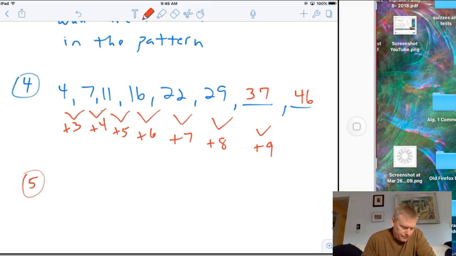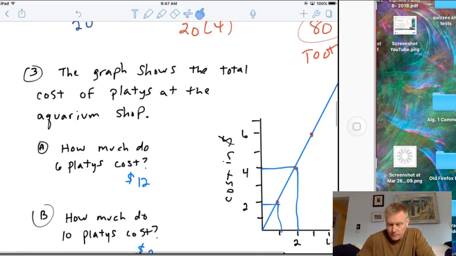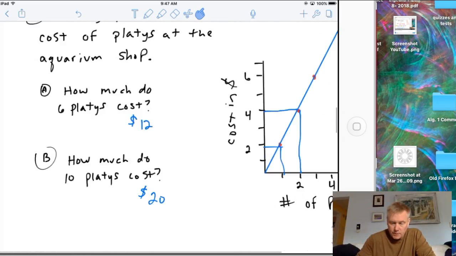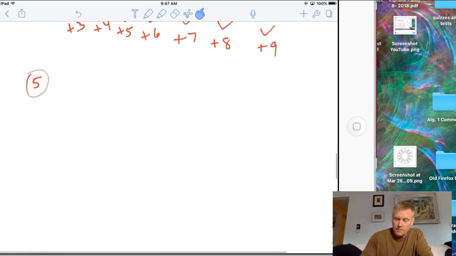Number 5. I feel like I messed up the numbers in here. Oh, I did two 3s. Okay, that's why. All right. Anyway, I'm not changing it now.